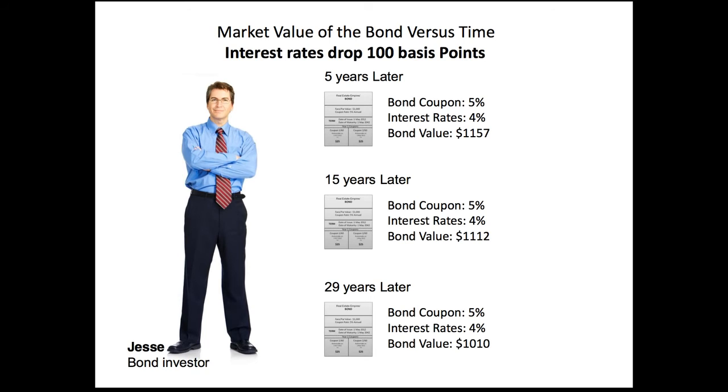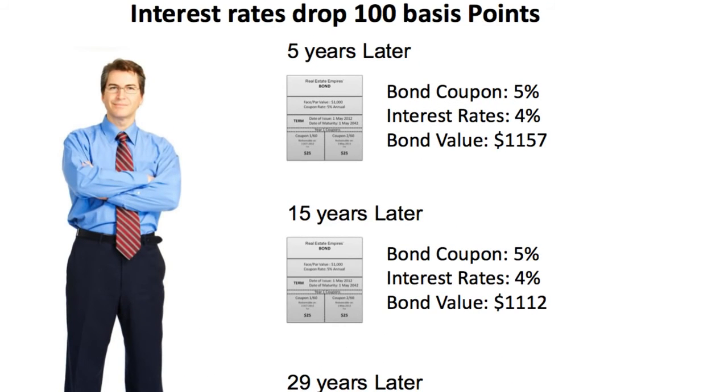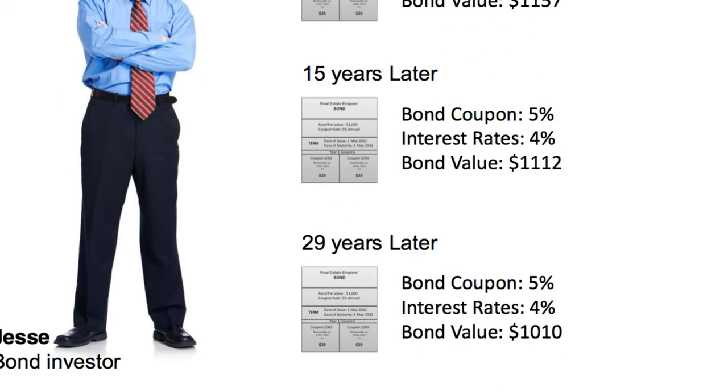So in the last scenario, we had the interest rates raised, but now we're going to look at Jesse holding the bond for 5 years, and then he's looking to sell it. So his bond, the coupon rate when he bought it was 5%, but interest rates are lower right now at 4%, and his bond value is $1,157. Okay, let's look at the 15-year one. Same coupon, interest rates are down 1%, but his bond value is now only $1,112, which is lower. And then as you look at the 29-year one, it's really close to the bond's maturity, so the bond value is going to be really close to the par value, which is almost $1,000, $1,010.